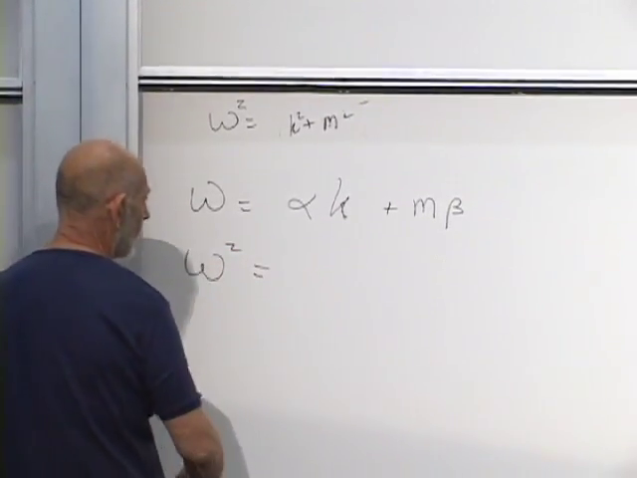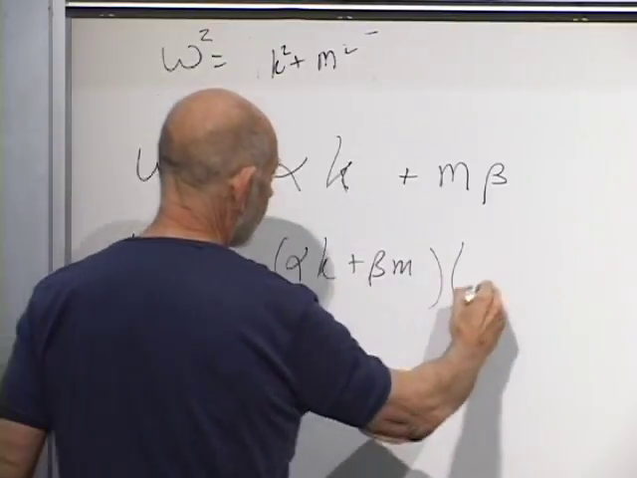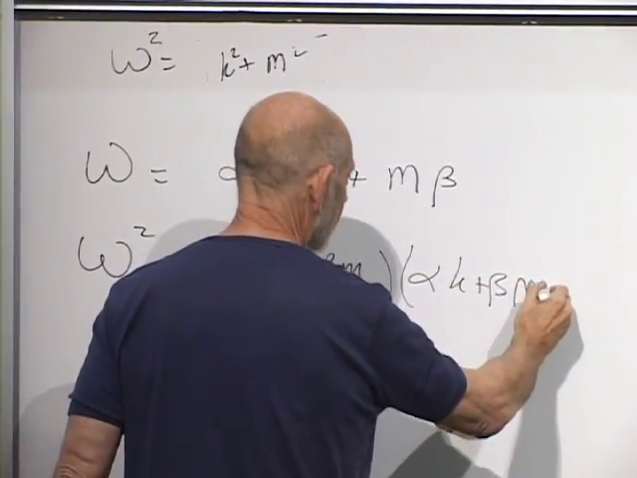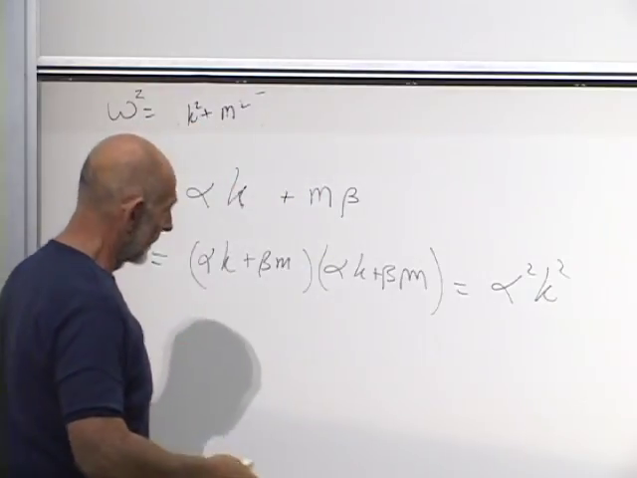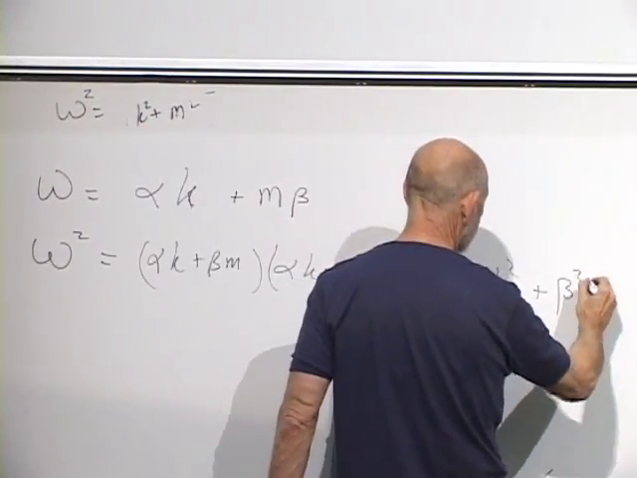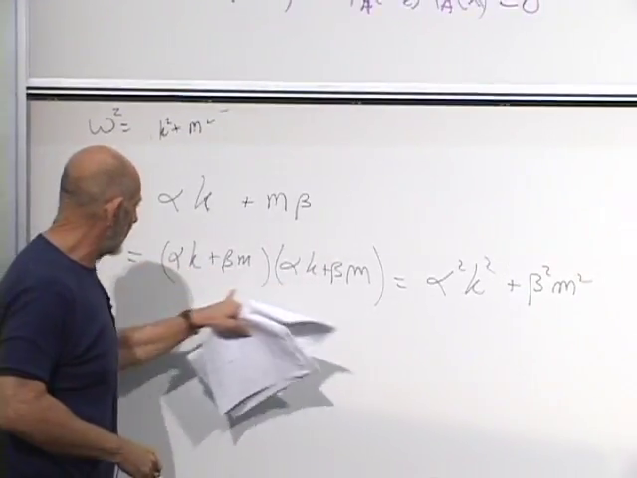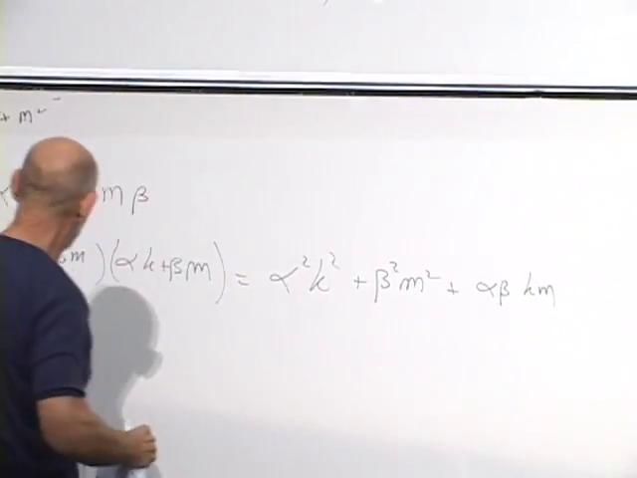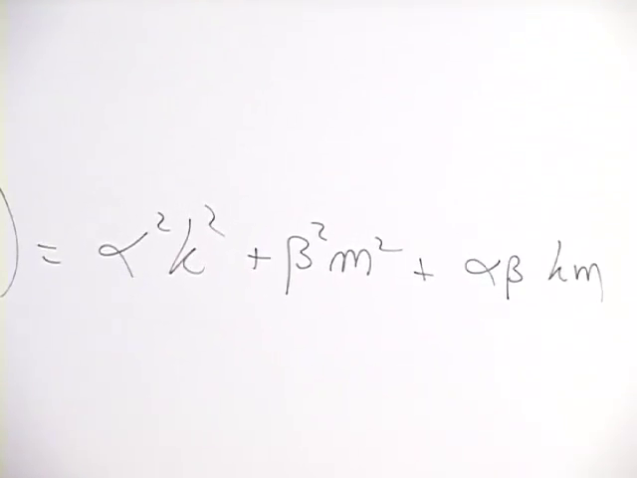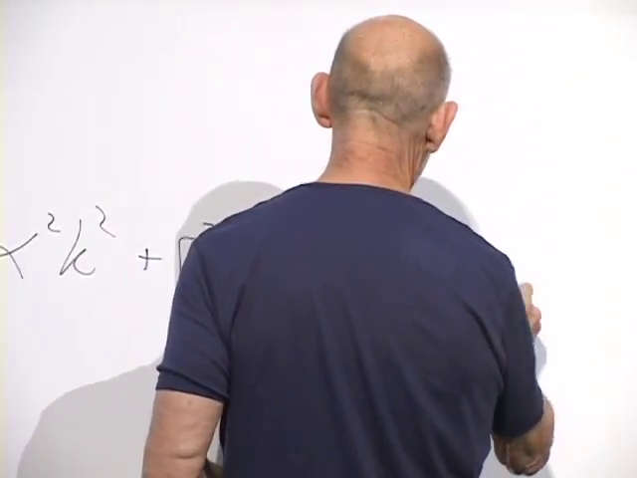Okay, so let's square this. Omega squared is equal to alpha k plus beta m times alpha k plus beta m. What do we get? We get alpha squared k squared. That's good, we want a k squared there. Plus beta squared m squared. That's good, we want an m squared there, but now we get some garbage. We get alpha beta k times m, and then beta alpha k times m. k and m are just numbers, of course. They're just the momentum and the mass of the particle. So we get alpha beta plus beta alpha times km.